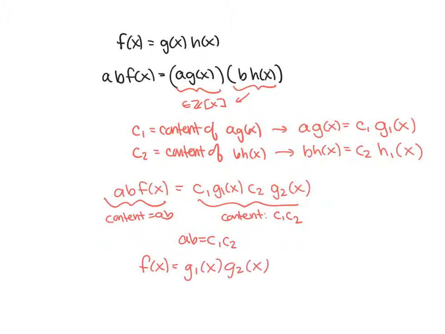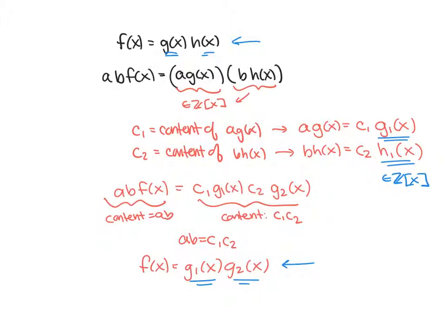Now, two important things that I kind of glossed over here is that G1 and H1 are now defined over the integers. So what we have here is a factorization over Z, whereas before G and H were only defined over the rational numbers. So we've shown that if we have a rational factorization, then we have an integer factorization.